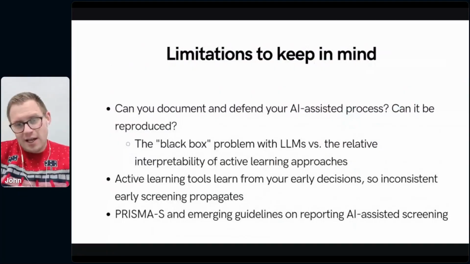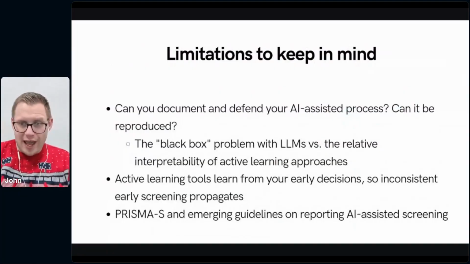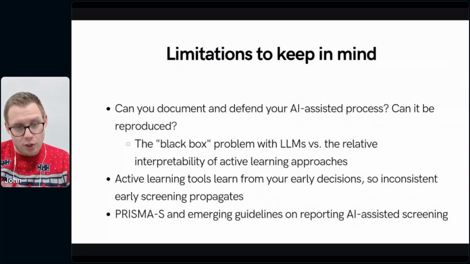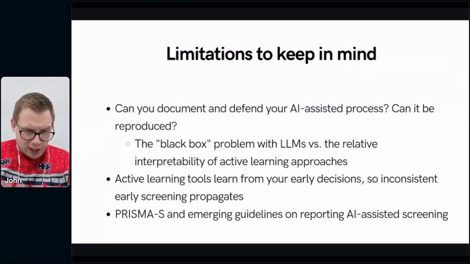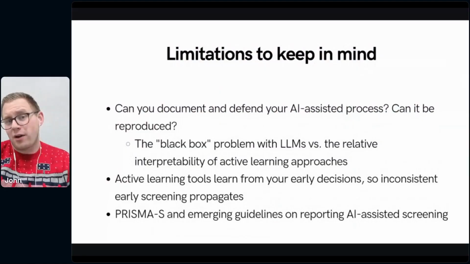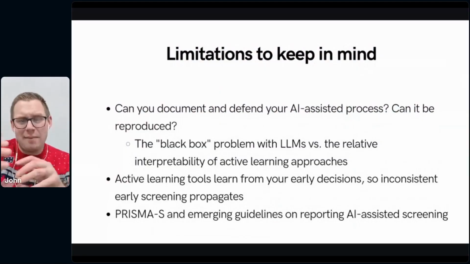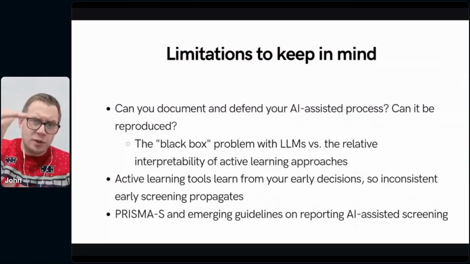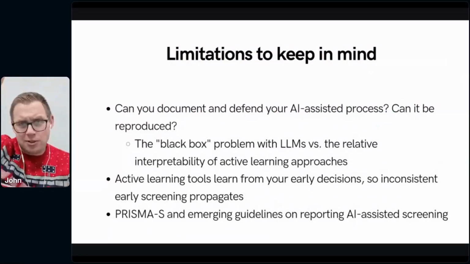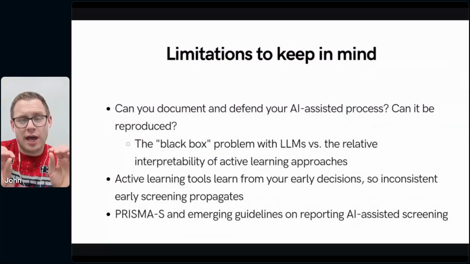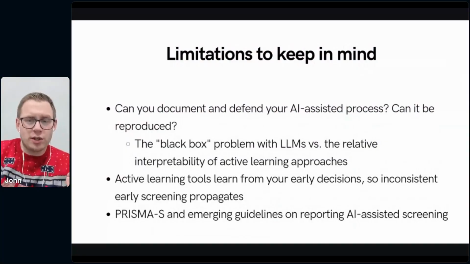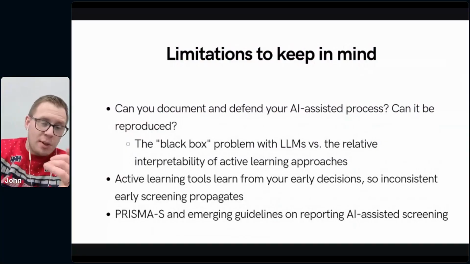Limitations to keep in mind. Can you document and defend your AI-assisted process, and can it be reproduced? I think that's very important. So indeed, it is a problem when, for example, you use an AI model to find papers and then you need to show that that's reproducible. We know that AI models can be a little bit all over the place when it comes to what academic papers they put in what order. So I think you do need to do that. You also need to make sure that you're using good models, in short. Another way in which this shows up is the black box problem.